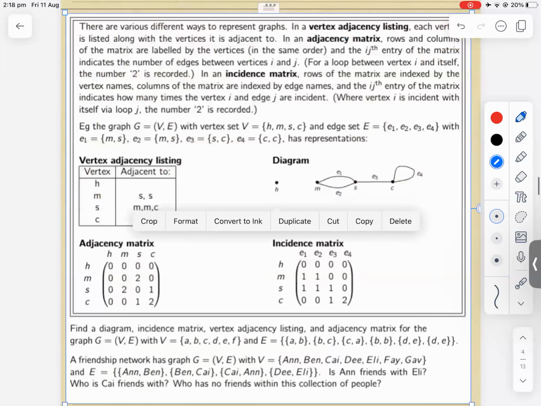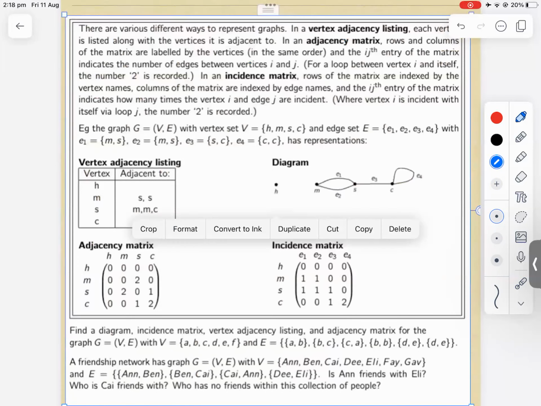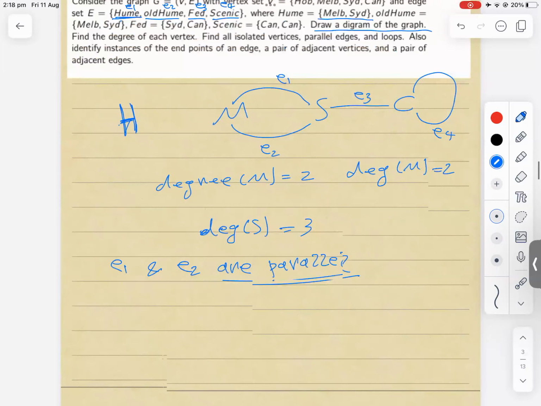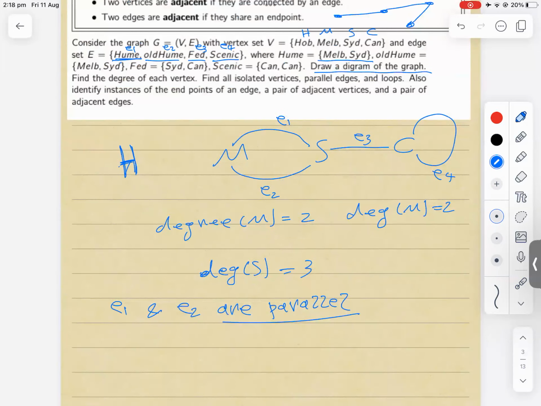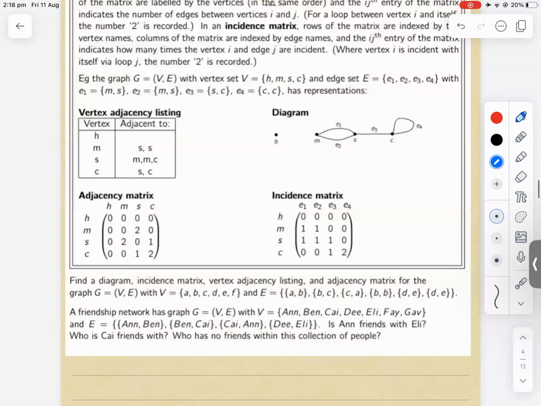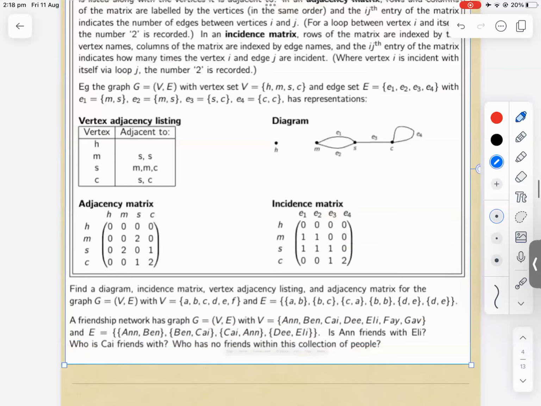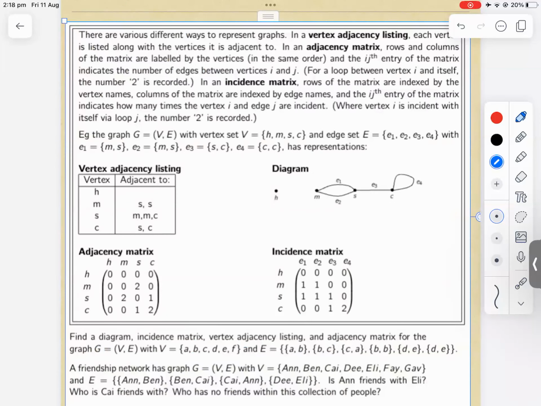We can count the degree, which means how many edges are connected with them. The degree is the number of edges incident to, or connected to, that vertex or point.